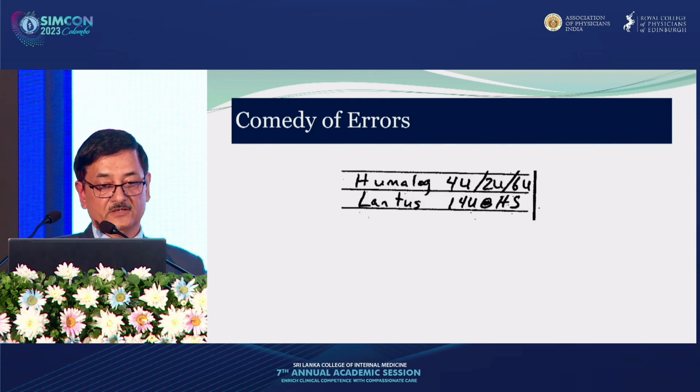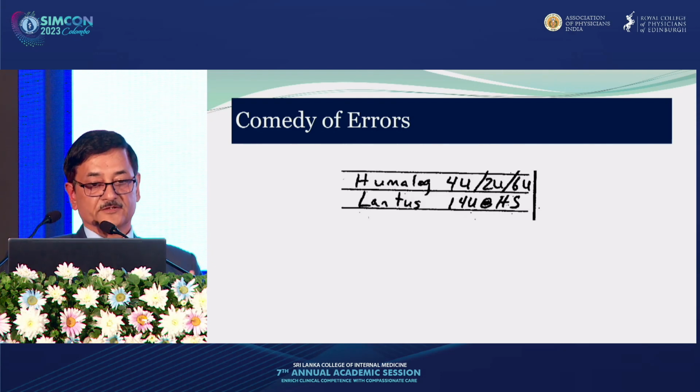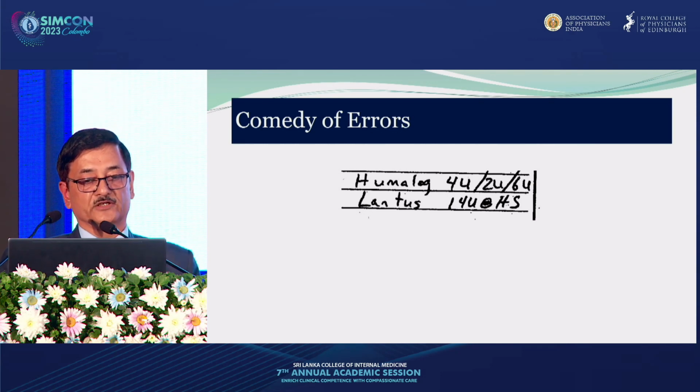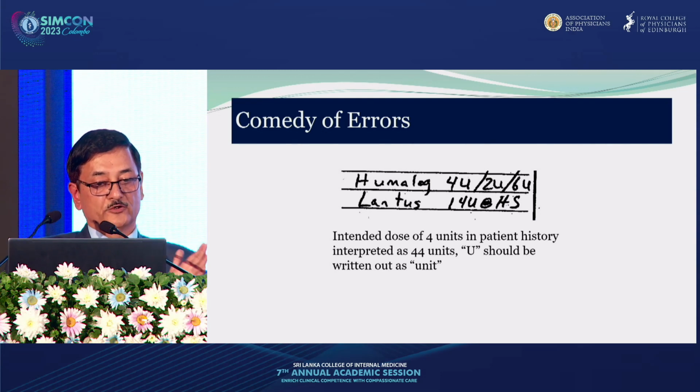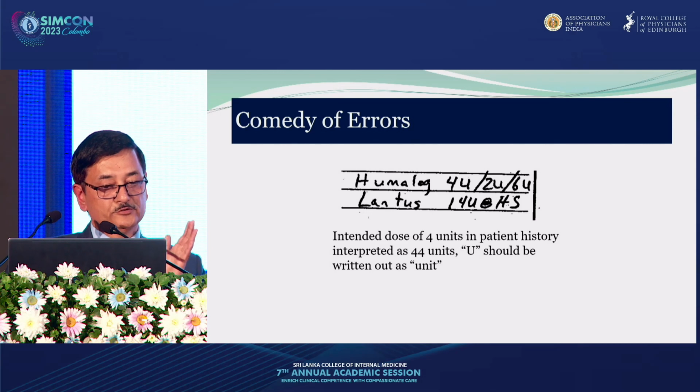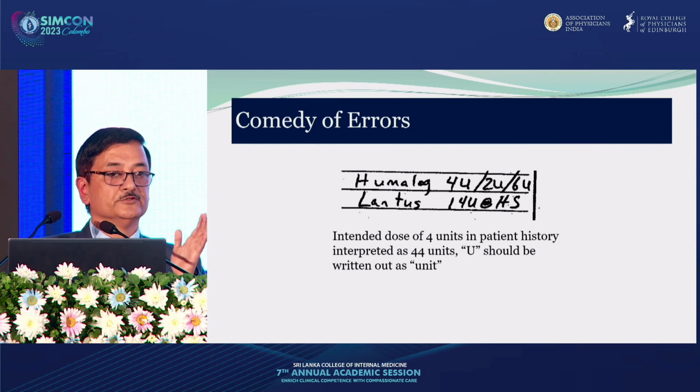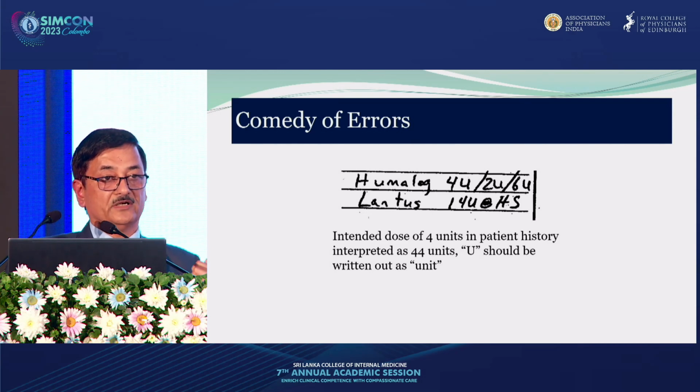That is very important. Then another one, Humalog, 4 units, 2 units and 6 units, let us say 14 units at bedtime. The intended dose was 4 units in the patient history, interpreted as 44 units, because U should not be written and it should be written as unit. So that is very important because these things can change the entire game.